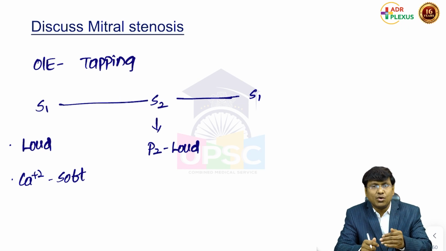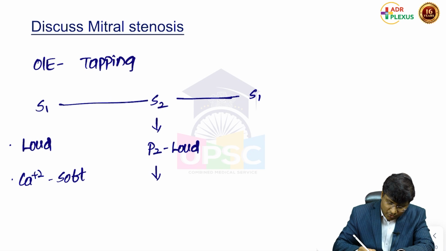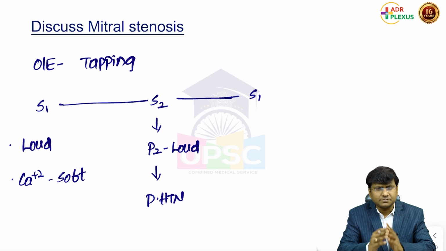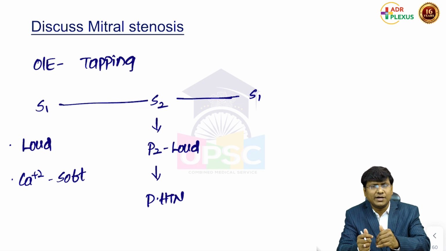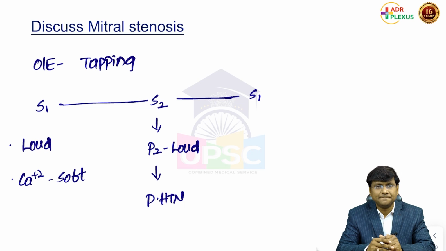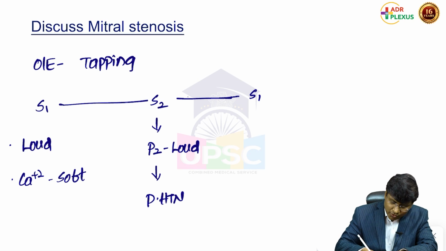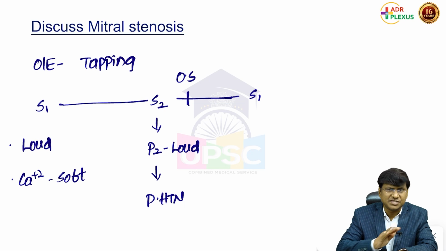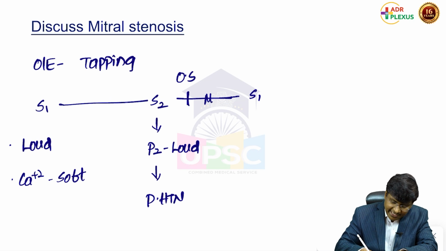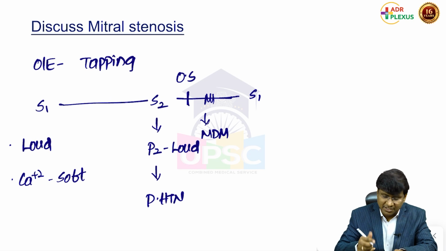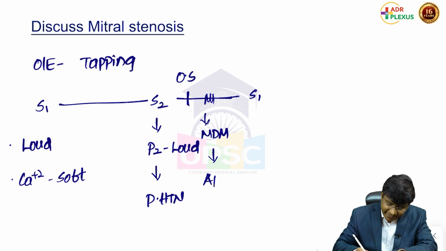If P2 is loud, what does it indicate? If the P2 is loud, it indicates the development of pulmonary hypertension. Now, between S2 and S1 is the diastole, okay? In the diastole, in patients with mitral stenosis, there are multiple additional sounds. That includes, number one, the opening snap, which is a high-pitched sound. Then you have a mid-diastolic murmur, which is a low-pitched murmur, heard best at the apex.